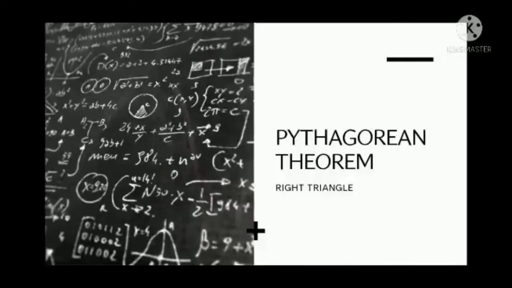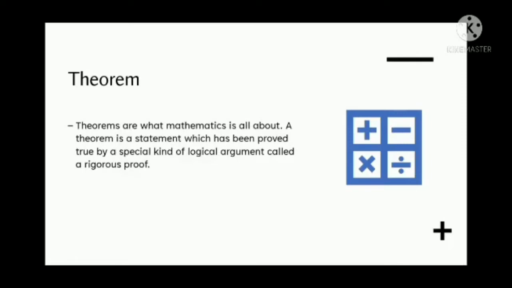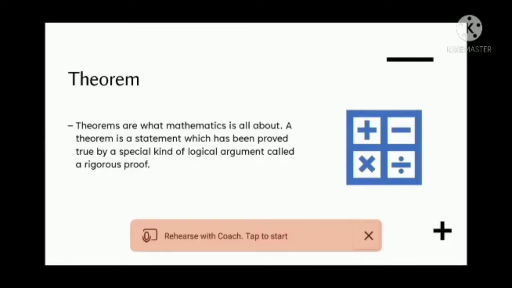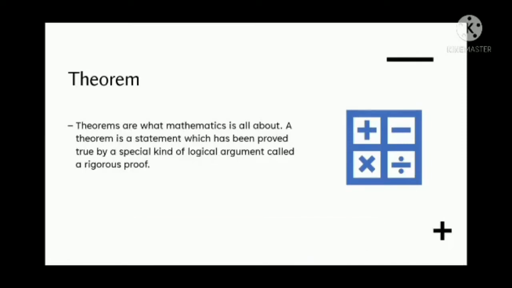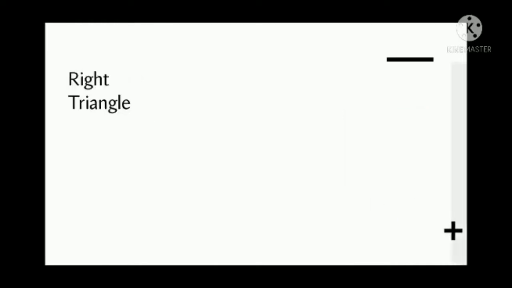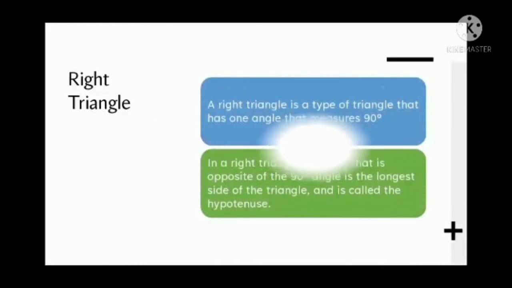So hello guys, we will talk about the Pythagorean Theorem. First, we will define what a theorem is. Theorems are what mathematics is all about. A theorem is a statement which has been proved true by a special kind of logical argument called a rigorous proof. Right triangle. A right triangle is a type of triangle that has one angle that measures 90 degrees.